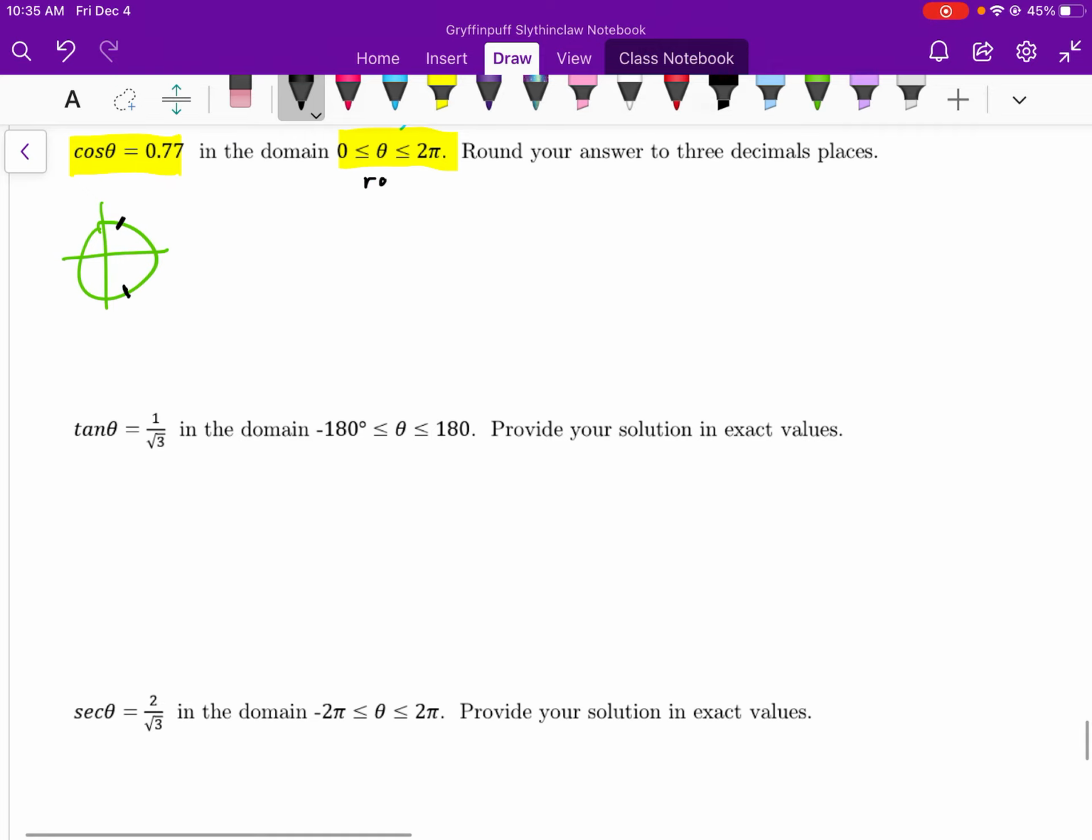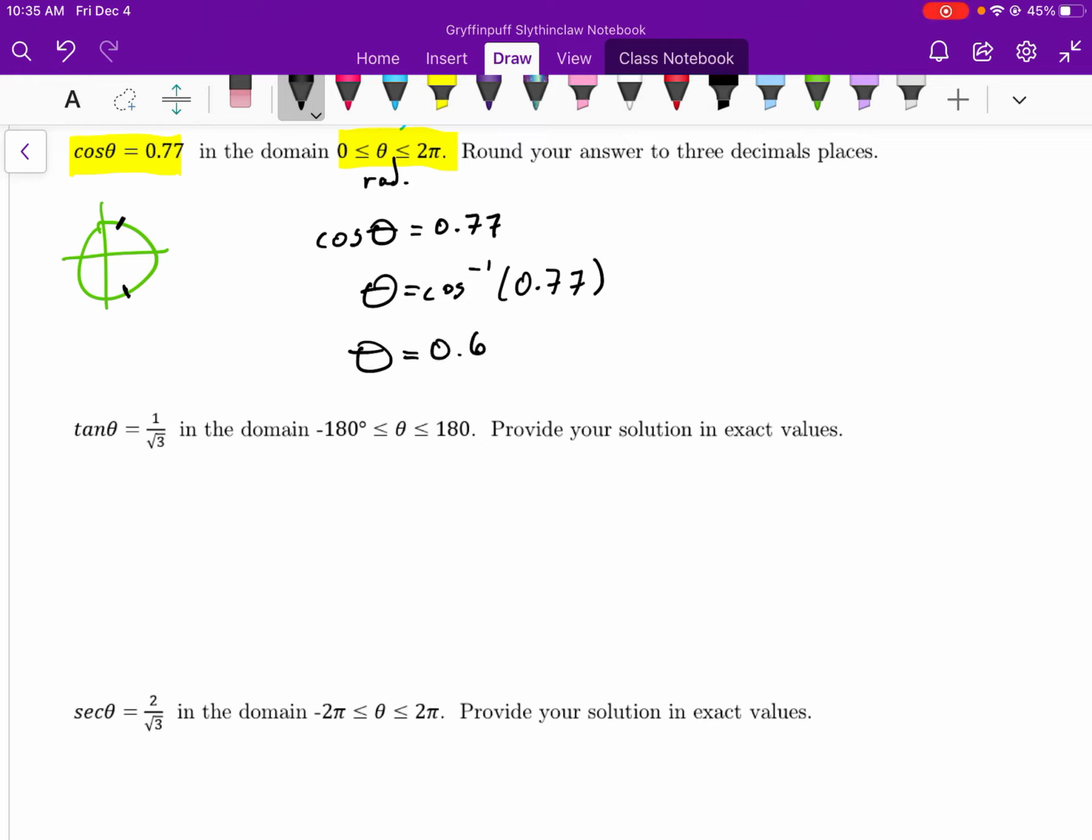So now my calculator has to be in radian mode, because if it's not, we're going to run into problems. Mode, radian, we're good. Now I can start. So I'm going to solve where cosine theta is equal to 0.77. If I apply the inverse cos operation to both sides, the answer that comes out should be not very nice. And what I get is 0.6919.